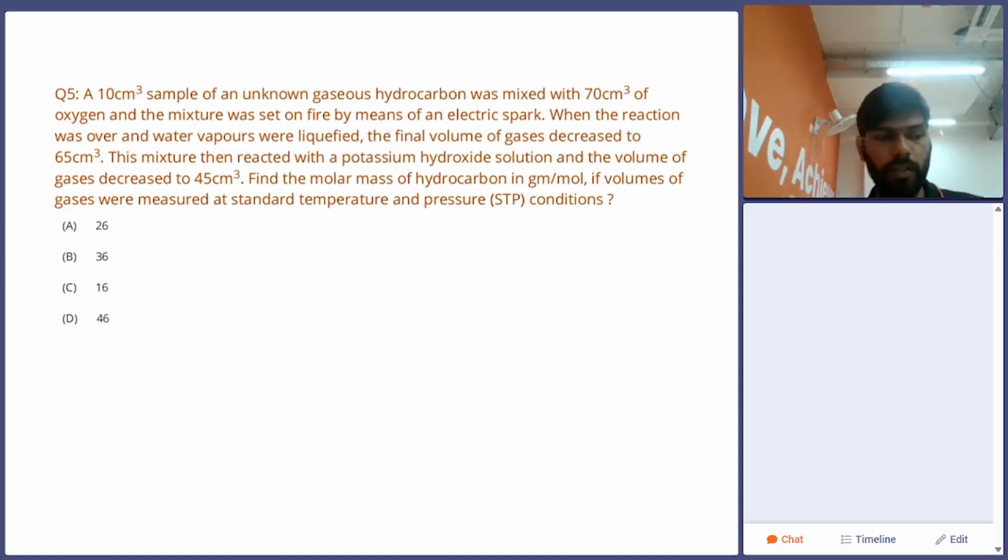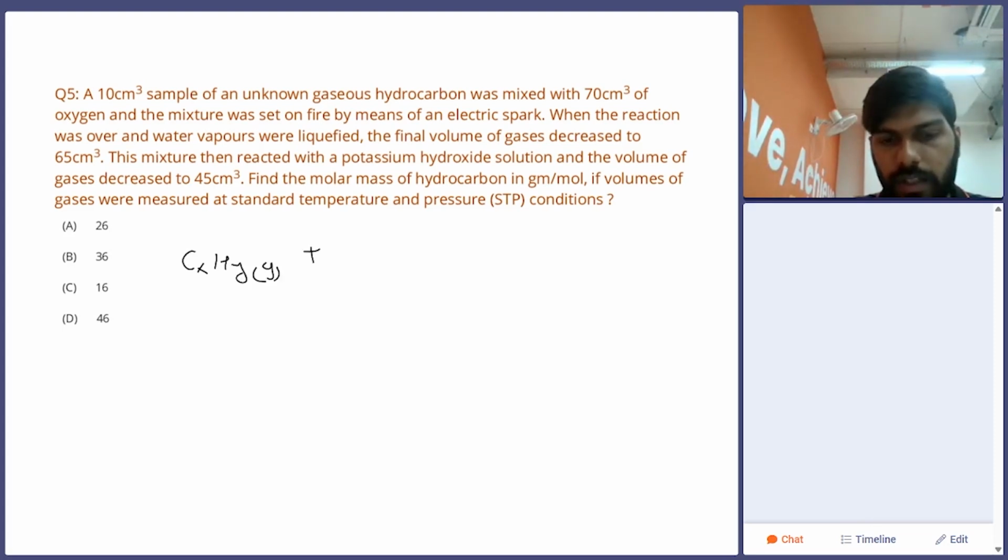Now, in this question, we have to look at it very carefully. A 10 cm3 sample of an unknown gaseous hydrocarbon was mixed with 70 cm3 of oxygen, and the mixture was set on fire by means of an electric spark. When the reaction was over and water vapors were liquefied, the final volume of gas decreased to 65 cm3. Okay, so this mixture then reacted with potassium hydroxide solution, and the volume of gases decreased to 45 cm3. Find the molar mass of the hydrocarbon in gram per mole if volumes of gases were measured at standard temperature and pressure conditions. So here generally we'll write an equation for that.